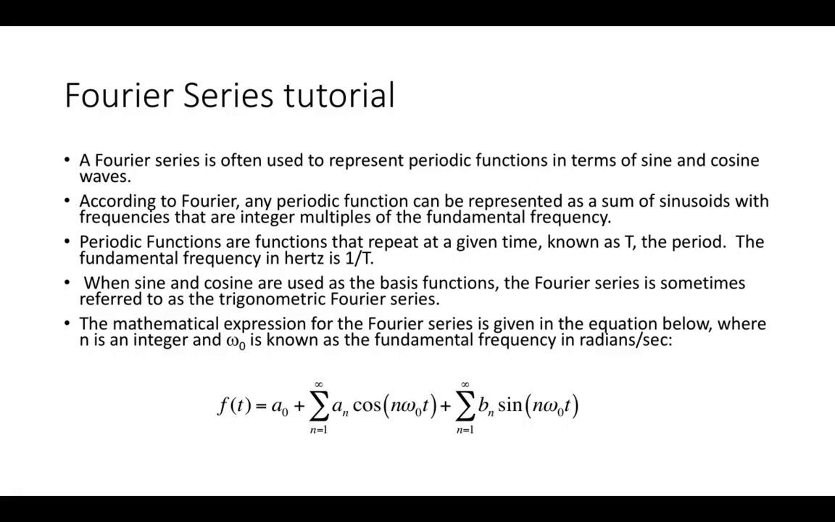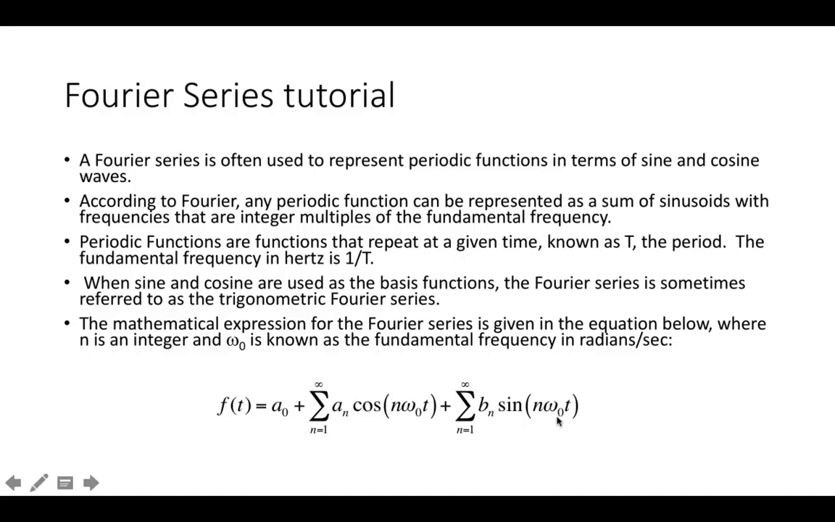For the trigonometric Fourier series, which is the one we're going to talk about, we have three components. One is a sub 0, which is a constant term. Then there is a sum from 1 to infinity of weighted cosine functions. a sub n is referred to as the coefficient. n is an integer between 1 and infinity, and inside the cosine function is n omega naught t as the argument. Omega naught is the fundamental frequency in radians per second, so it would be 2 pi over the period.